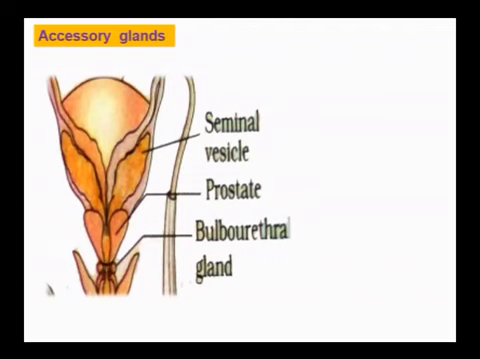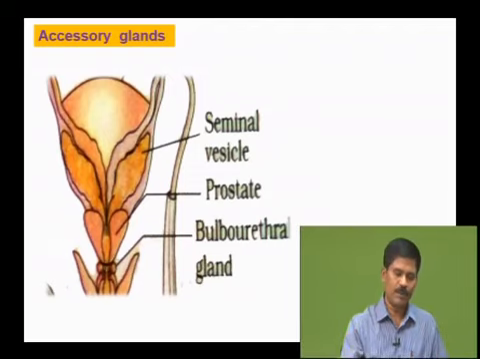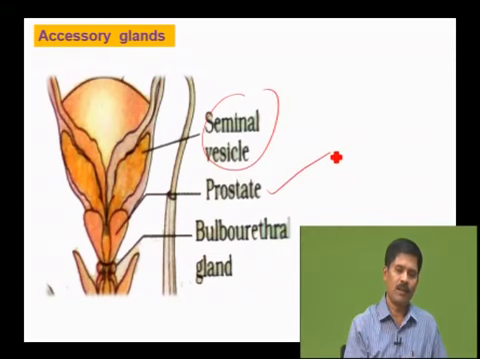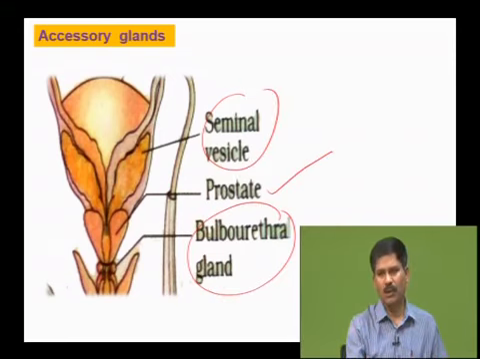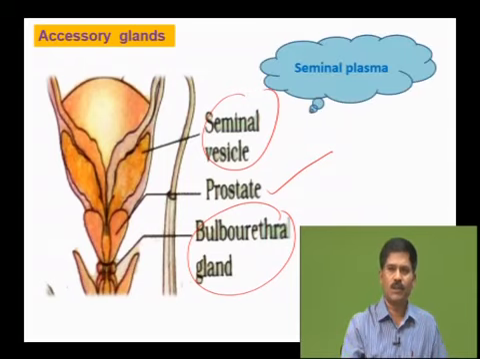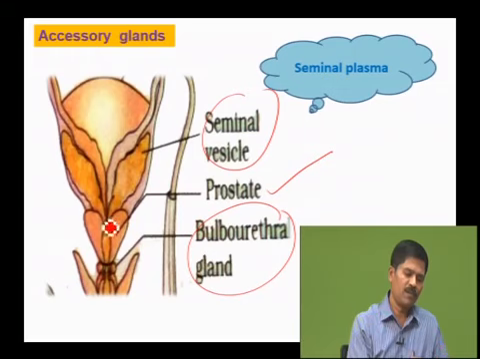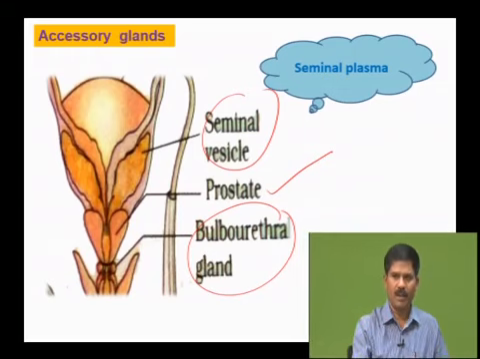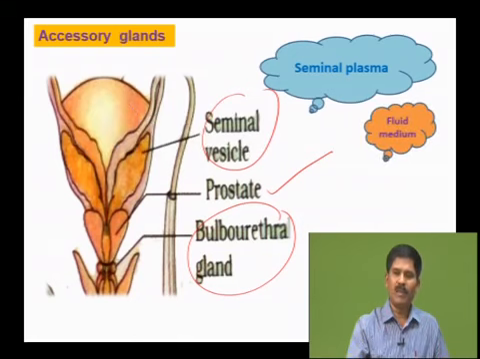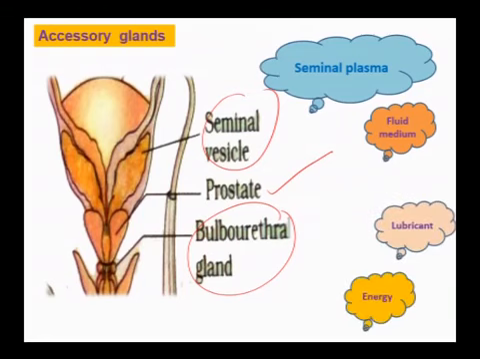Coming to accessory glands. Accessory glands of the male reproductive system include a pair of seminal vesicles, a prostate gland, and a pair of bulbourethral glands, also called Cowper's glands. The secretions of these glands are called seminal plasma. Seminal plasma is mixed with sperms in the duct system. As a result, it provides a fluid medium or living medium for the sperms. That's very essential. Then it provides energy for the movement of sperms. It acts as a lubricant during sexual intercourse, and it provides an alkaline medium for the removal of acidity present in the male and female genital tracts during sexual intercourse.